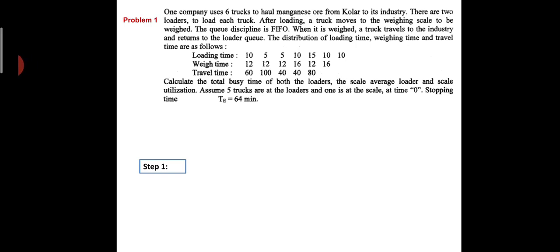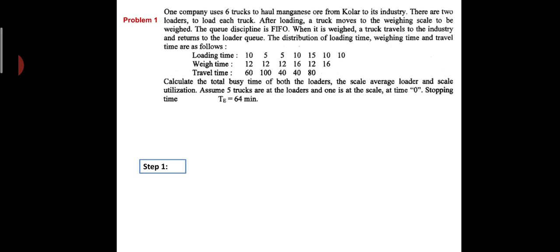One company uses 6 trucks to haul manganese ore from Kolar to its industry. There are 2 loaders to load each truck. After loading, a truck moves to the weighing scale to be weighed. The queue discipline is FIFO. When it is weighed, a truck travels to the industry and returns to the loader queue. The distribution of the loading time, weighing time and the travel time is as follows.